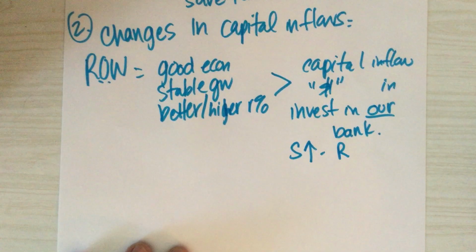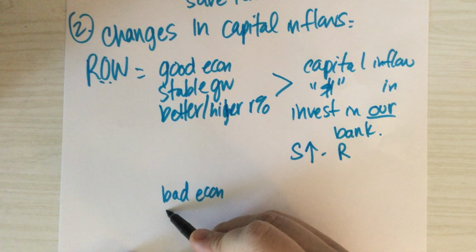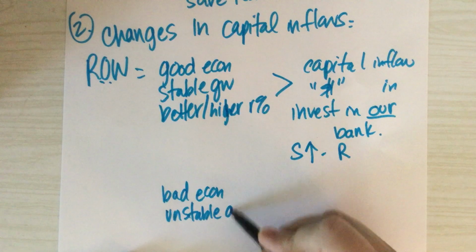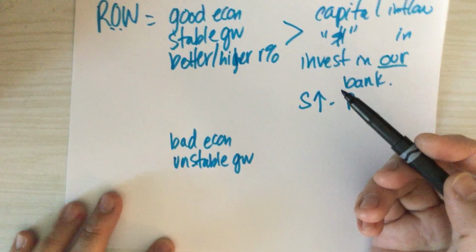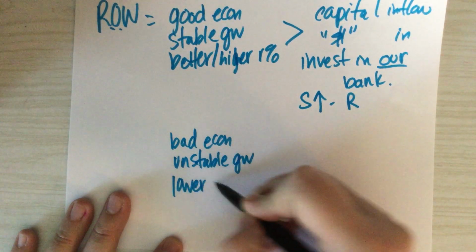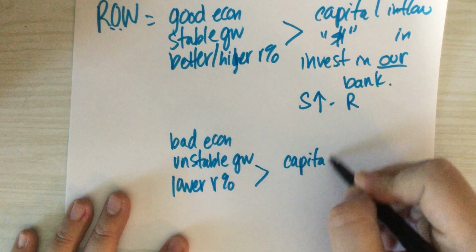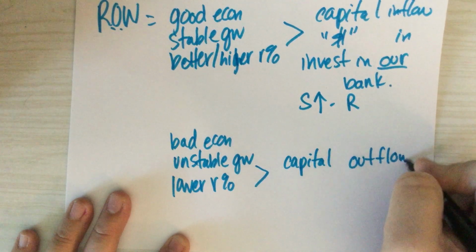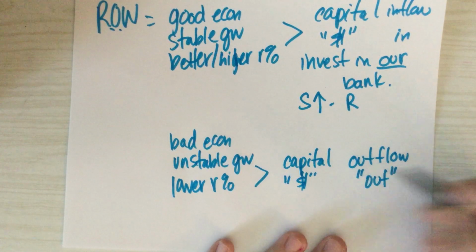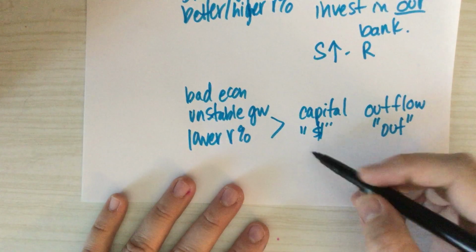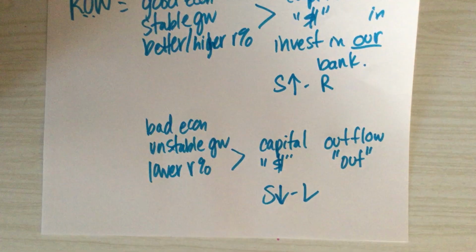Okay? The opposite happens if they know that we have a bad economy, or if our government is unstable and they don't trust that our economy is going to do well under an unstable government, or if all of a sudden our interest rates go down, then this is called capital outflow. This is where they take their money out of our banks. Okay, they take their money and they go and invest it somewhere else. So they take their money out, the supply of loanable funds goes down and shifts to the left, and those are the two shifters of the supply.